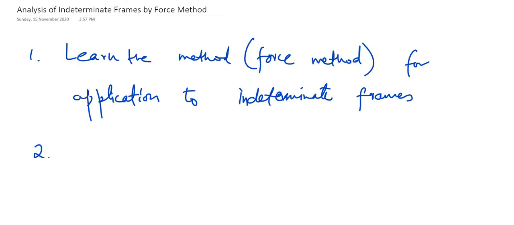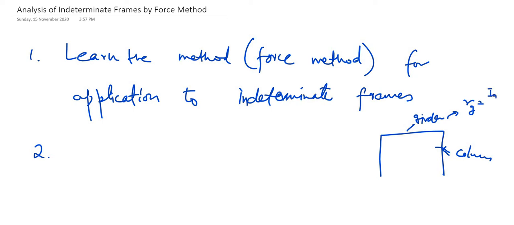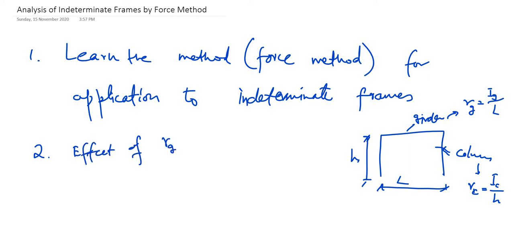Number 1, हम इसमें मेथड सीखना चाह रहे हैं, लर्न द मेथड. सेकेंडली हम ये डिस्कस करेंगे कि अगर ये गर्डर और ये कॉलम, इनकी रिलेटिव स्टिफनेस को मैं आर जी कह दूँ, यानी आई जी ओवर एल, एल इज़ द लेंथ ऑफ दिस गर्डर, ठीक है. और कॉलम की रिलेटिव स्टिफनेस को अगर मैं आर सी कह दूँ, यानी आई सी ओवर एच, एच इज़ द हाइट ऑफ द कॉलम, तो ये जो रेशो होगी, effect of RG over RC on bending moment distribution.